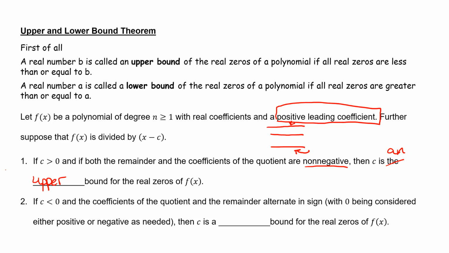All right, if c is less than 0, so if you've got a negative number in your little bracket when you do synthetic division, and the coefficients of the quotient and the remainder alternate in sign, with 0 being considered either positive or negative as needed, then c is a lower bound for the zeros of f of x. And again, this sounds so random and crazy. Why does it matter what the signs on the coefficients of the quotient are? But this is how it is.